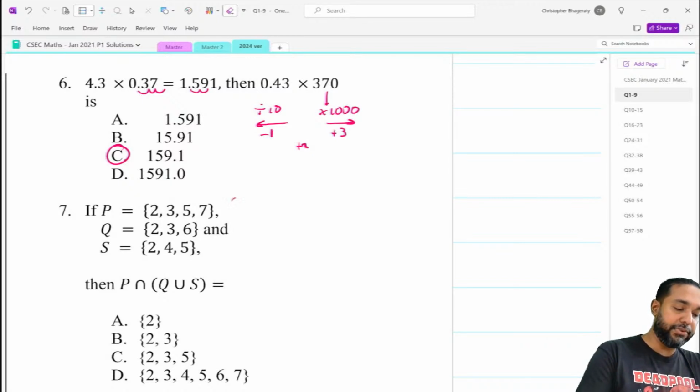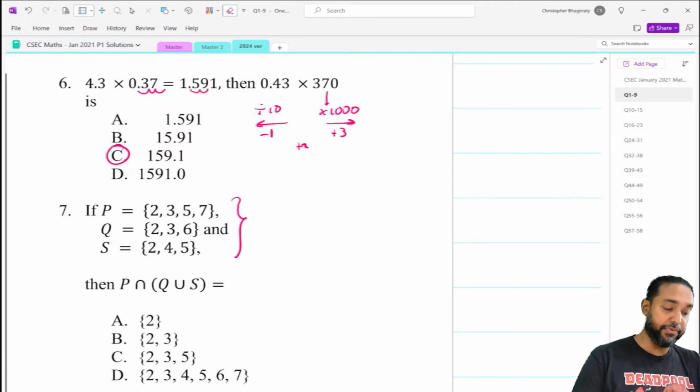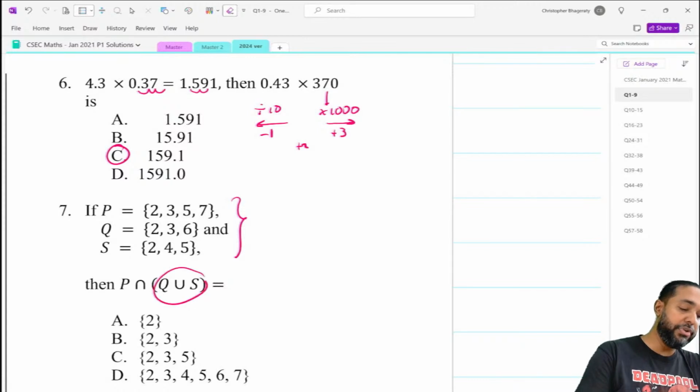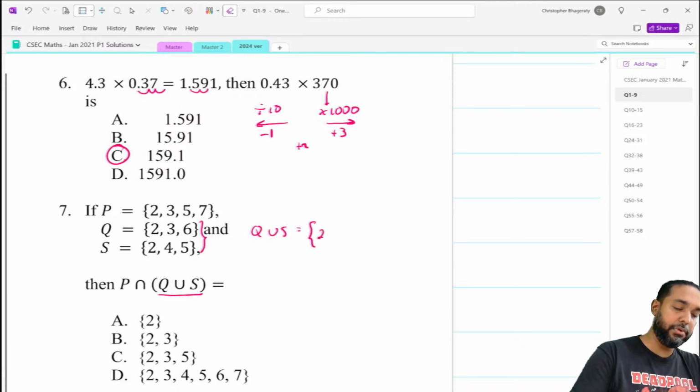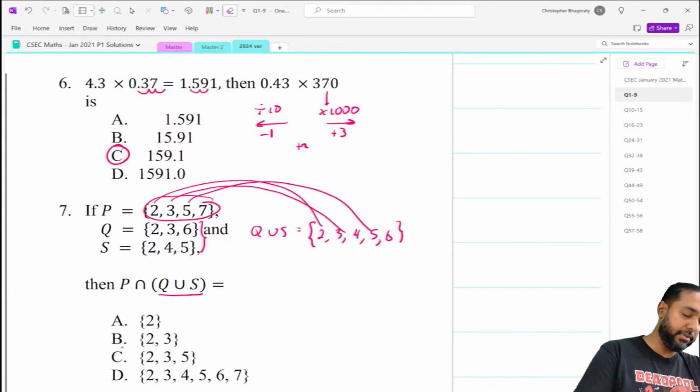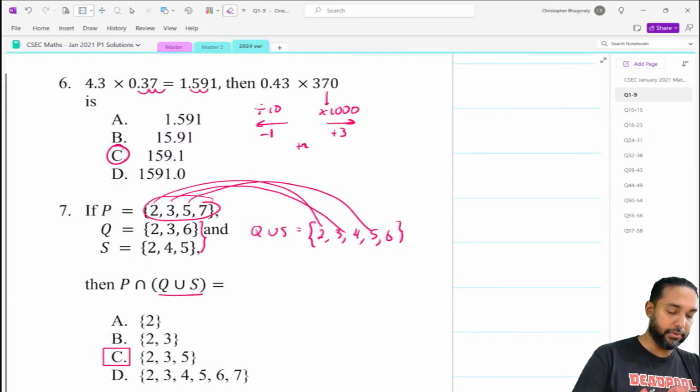Okay, if P is 2, 3, 5, 7, that's prime numbers, Q is 2, 3, 6, and S is 2, 4, 5, then P intersect Q union S. So Q union S, let's deal with that first. That's Q and S combined. So Q union S would have the following elements. You'll have a 2, then a 3, then a 4, then a 5, then a 6. So all the elements of Q and S combined together. And then the intersection between that and this set on top of here is what? A 2, a 3, a 5. So that's option C. All right, cool.